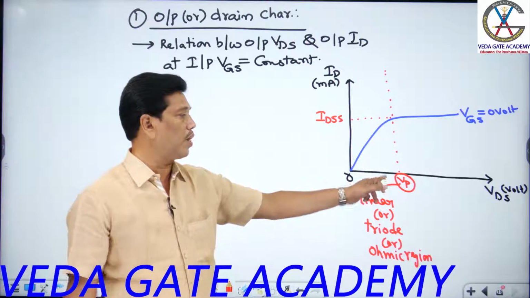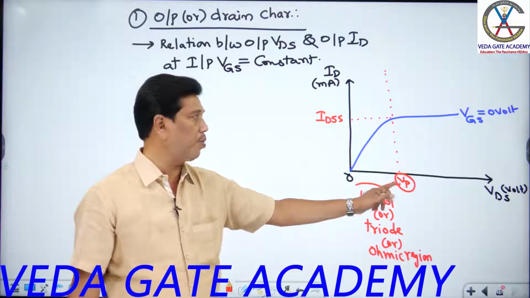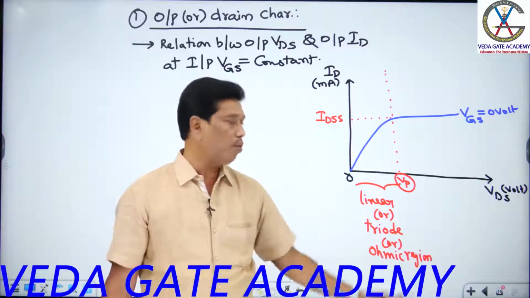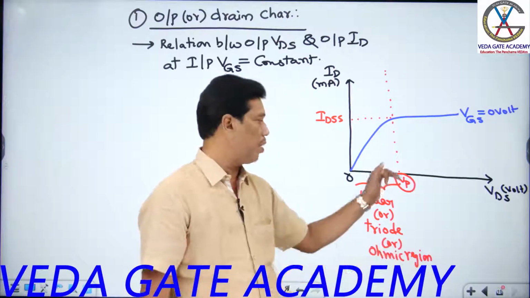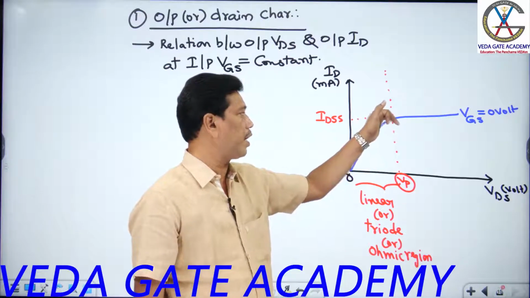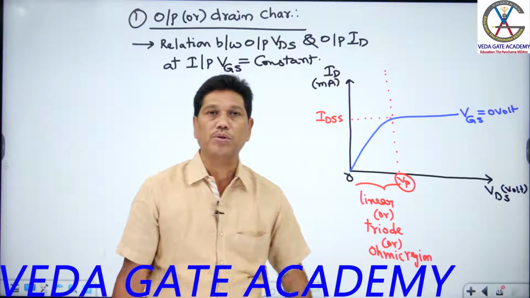Now what is the pinch off voltage? It is the minimum drain voltage at which the drain current becomes maximum and constant. Why minimum drain voltage? Because after this there is no change in current. So it is the initial or minimum value of drain voltage where the drain current becomes maximum and constant. That is called the pinch off drain voltage, students.